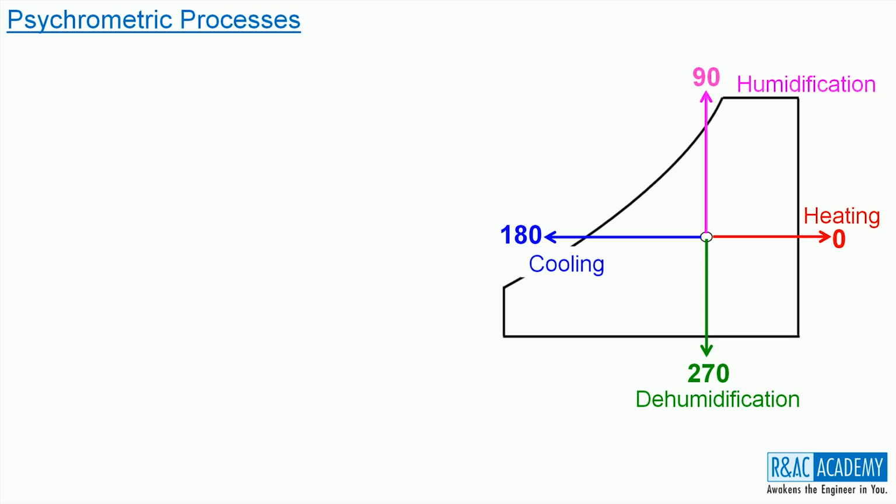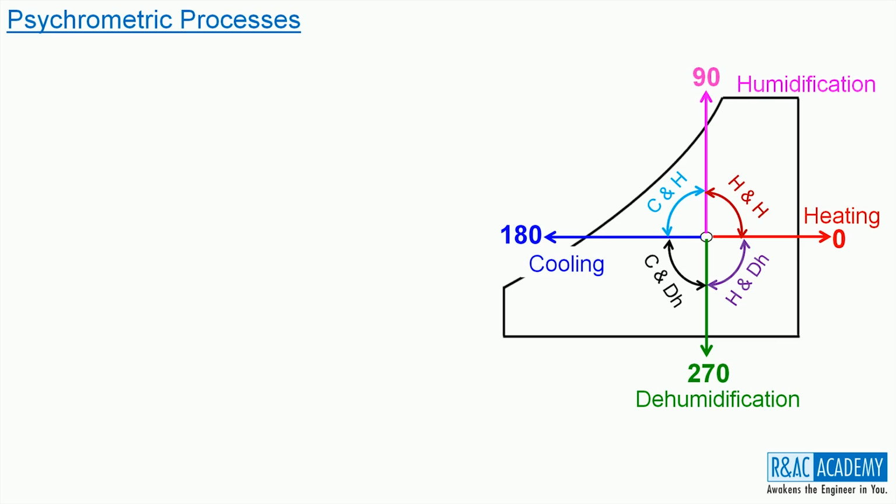But if the state of the moisture is moving in the first quadrant, that is between 0 and 90 degrees, then the moisture undergoes heating and humidification process. Similarly, for quadrant 2, it is cooling and humidification. For quadrant 3, it is cooling and dehumidification. For quadrant 4, it is heating and dehumidification. We discussed all these in the previous slide itself. I am just trying to put it in a different way.